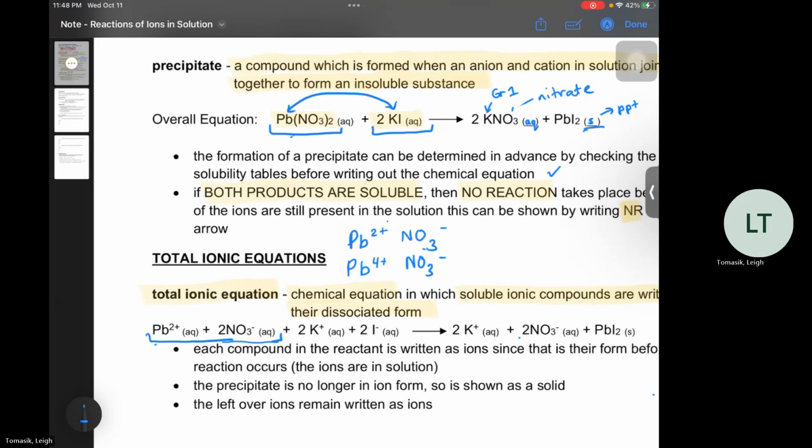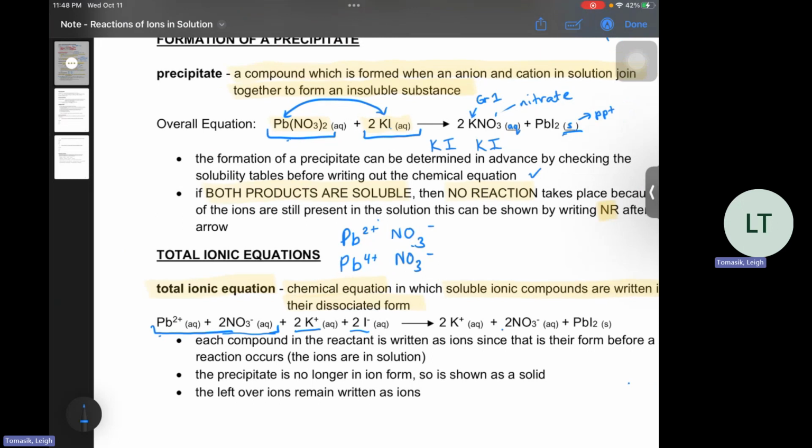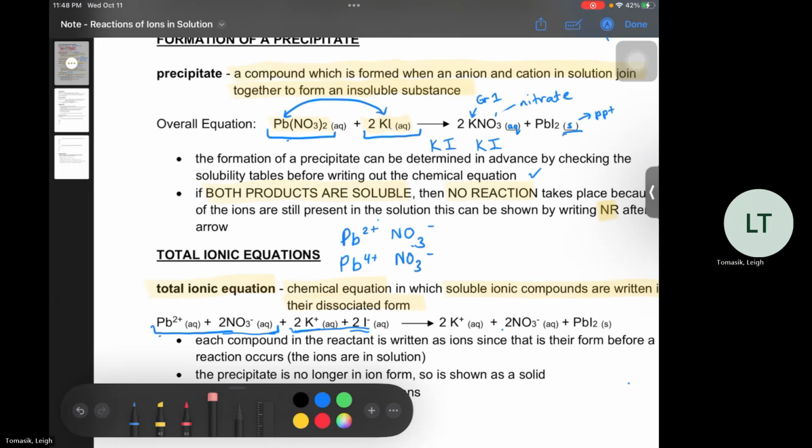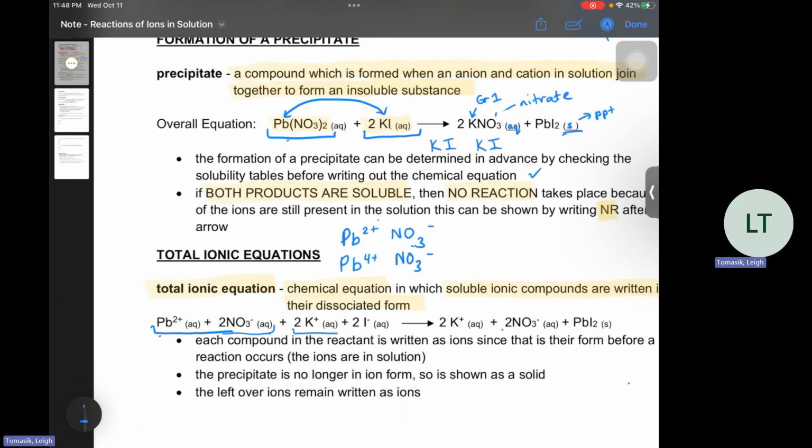Okay, so 2KI, that means I have 2 molecules of KI, right? So we have KI, there's the first one. This is the second one. So how many K ions do we have? We have 2. How many I ions do we have? We have 2. Right? Where do I find the charges? Periodic table. Okay, and you'll notice after all of the ions, I put aqueous because ions dissolve in water. Right? So all of your aqueous compounds are going to turn into ions, and all of those ions are going to be aqueous.